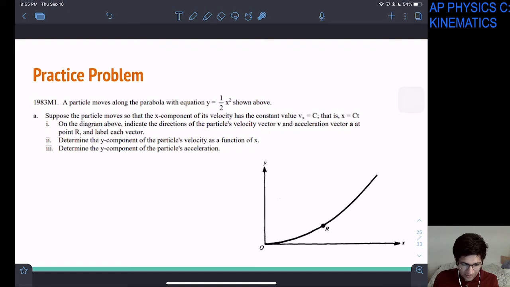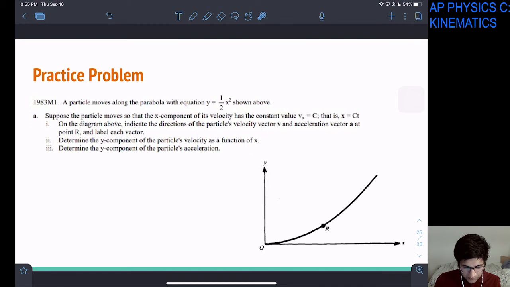Okay, so now we have a practice question from an actual AP exam. A particle moves along the parabola with equation y equals 1/2 x squared, shown below. Suppose the x component of its velocity has a constant value vx equal to c. That is, x equals ct.